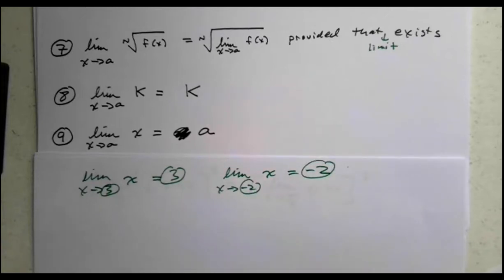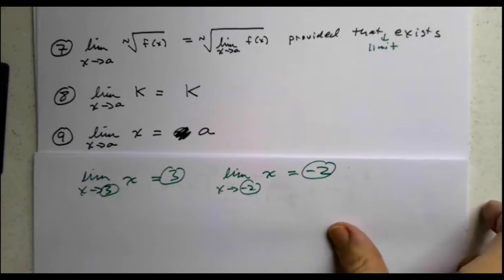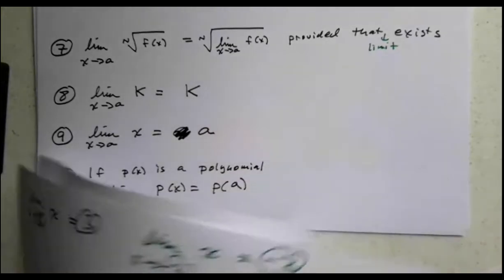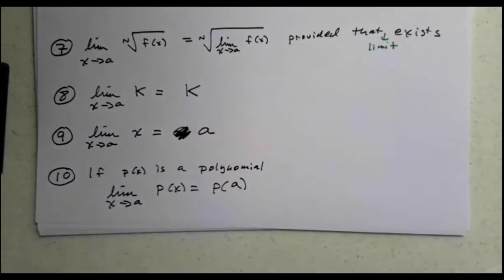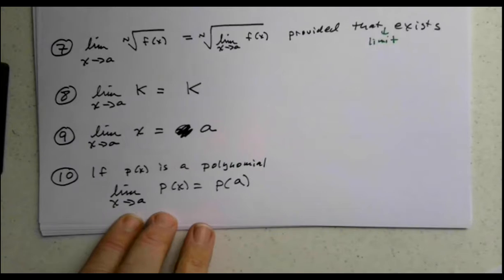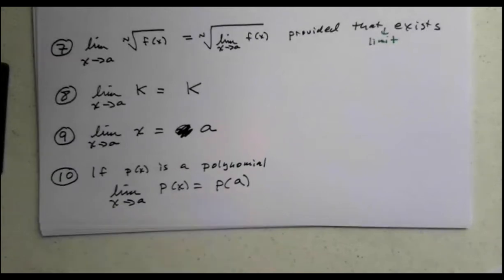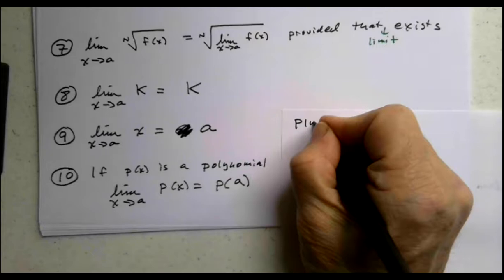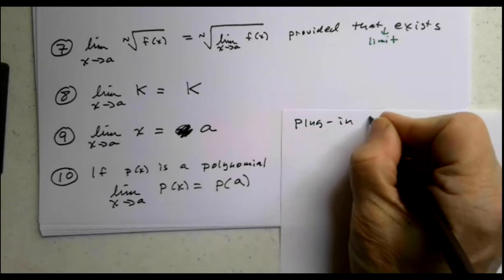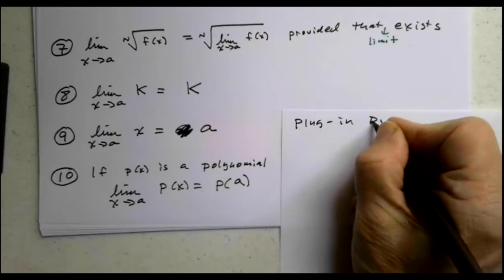And all of this is getting us ready really for our last rule, which is that if we have a polynomial, the limit as x approaches a of the polynomial is just that polynomial evaluated at a. This is what I think of sometimes as the plug-in rule. You just plug in the number and see what happens, or the substitution rule.